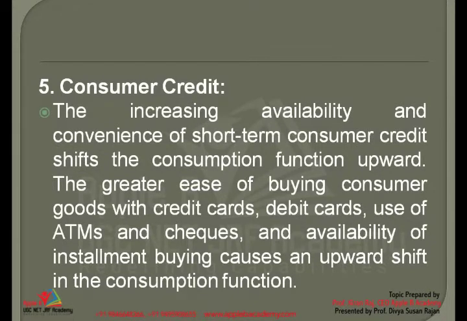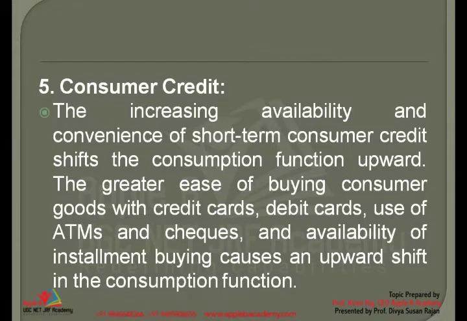Another reason, according to Smithies and Tobin, that led to a shift or a drift in the consumption pattern is the availability of consumer credit in the economy. The easier it is to avail credit in the economy, the easier it will be to buy and consume commodities at a faster rate. So the increasing availability and convenience of short-term consumer credit led to an upward shift in the consumption function.